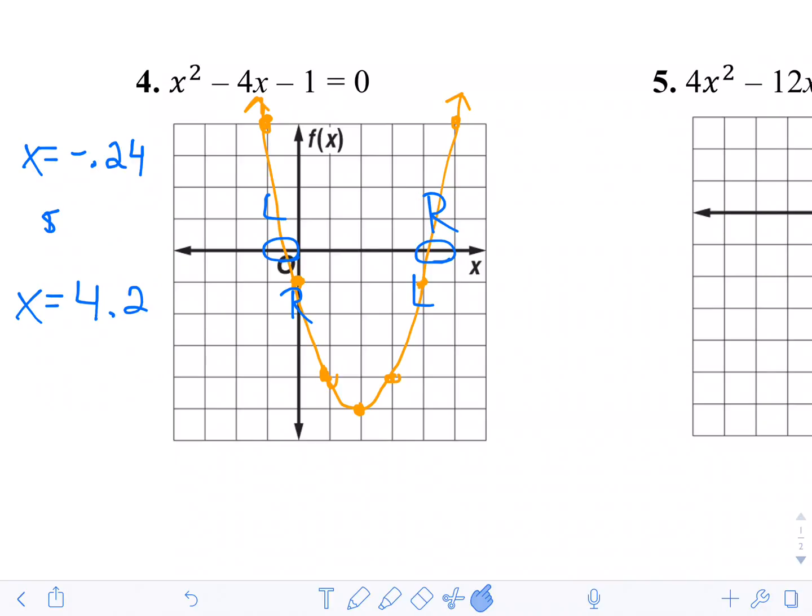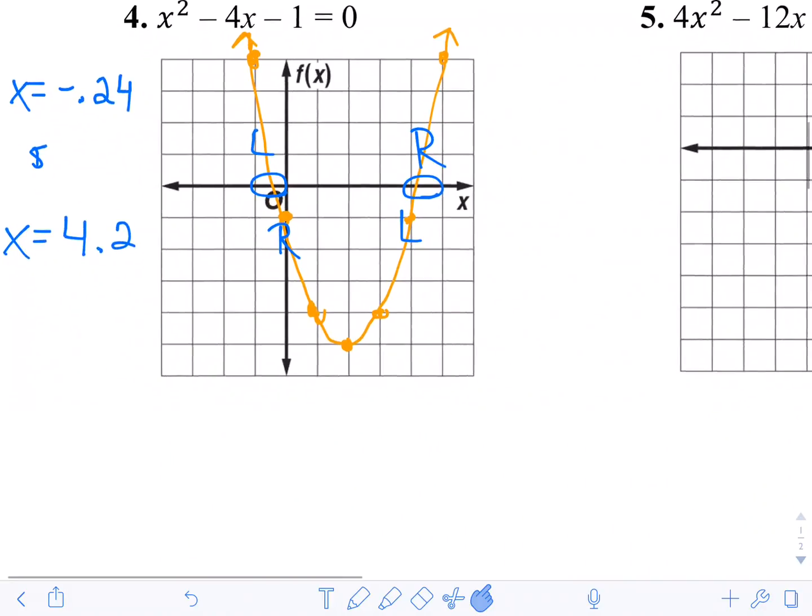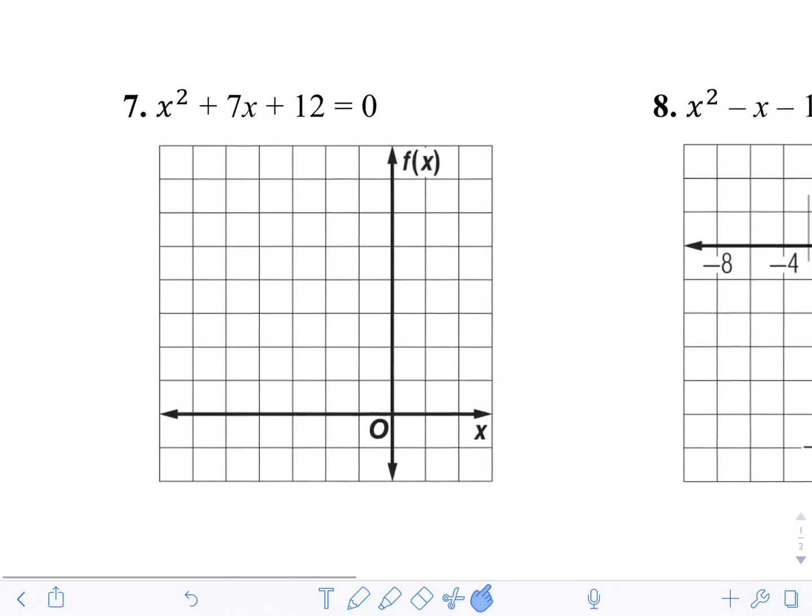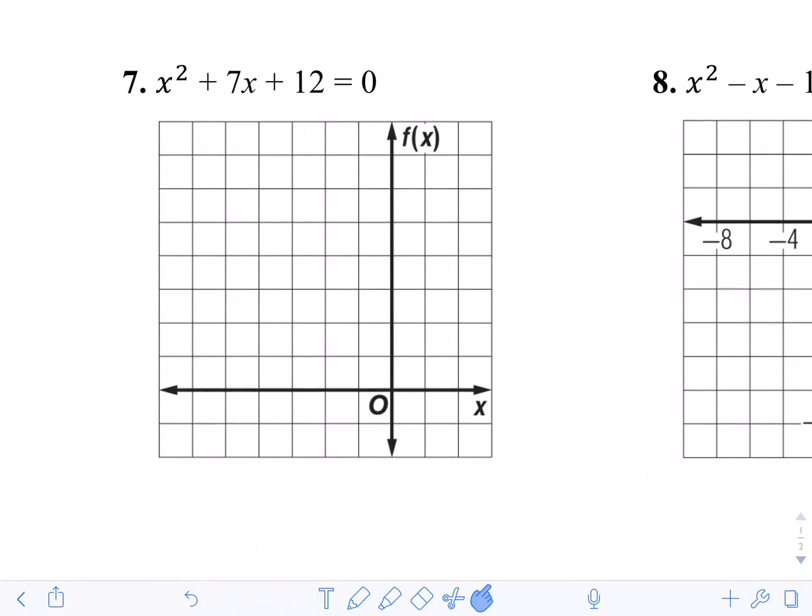Alright, I'm going to go ahead and just skip down to the last row because it's the same exact thing for number 5 and number 6. So here we go. Number 7, you have y equals x squared plus 7x plus 12. Look at my table to plot my points.